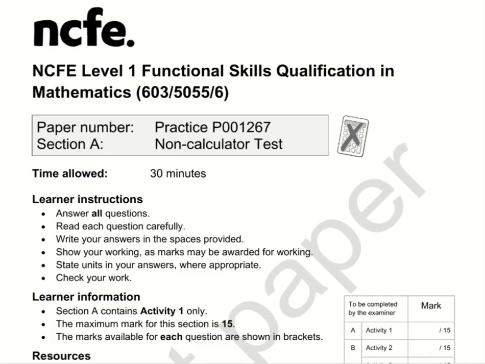Here are the video solutions for NCFE Functional Skills Maths Level 1. This is Section A, which is the non-calculator section, and this is Practice Paper 1.